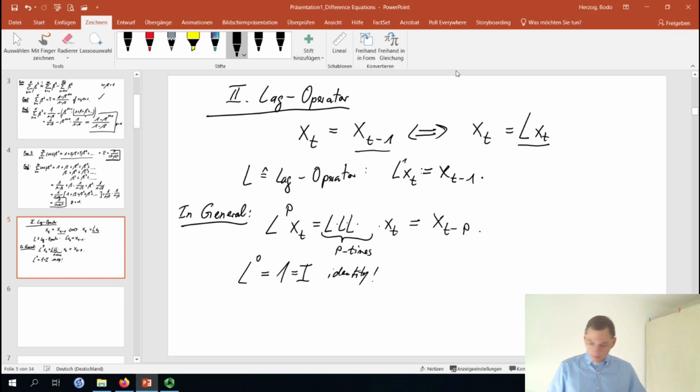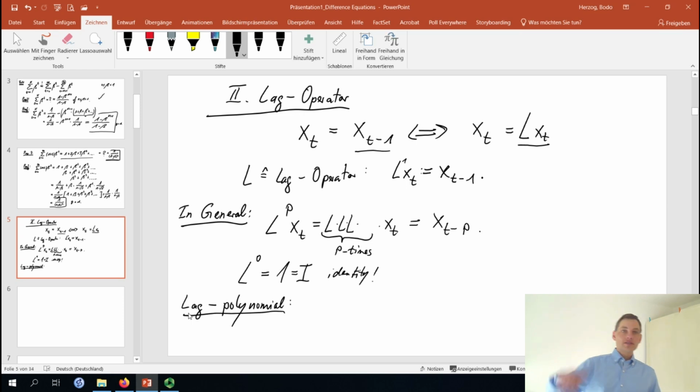So L to the 0 is the identity operator or identity element. The final thought that sometimes pops up when you talk about difference equations is a so-called lag polynomial. That's my last point I want to illustrate. You all know what a polynomial is, right? For instance, x squared plus 2x plus 1. That's a second order polynomial. Or x cubed plus 2x squared plus 1x minus 5. That would be a third order polynomial.